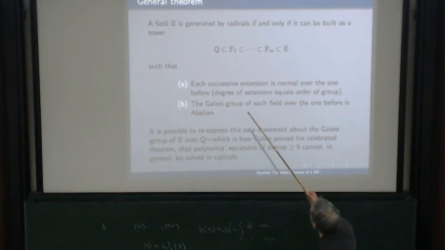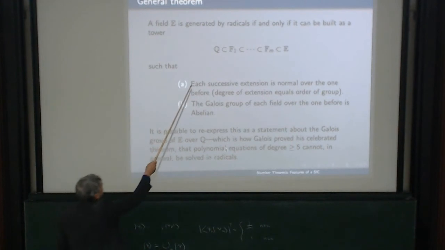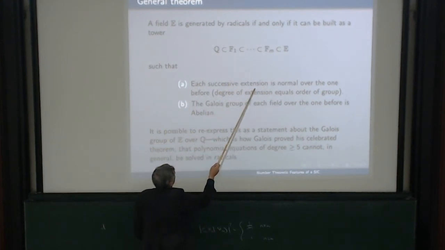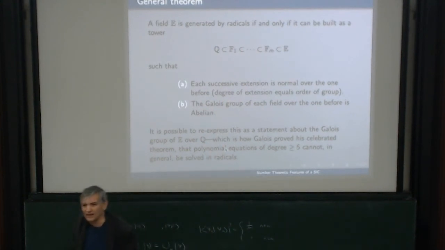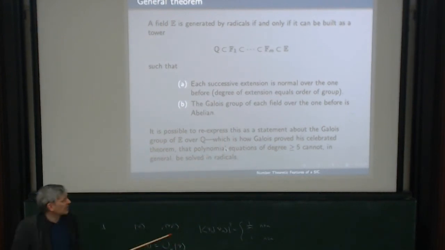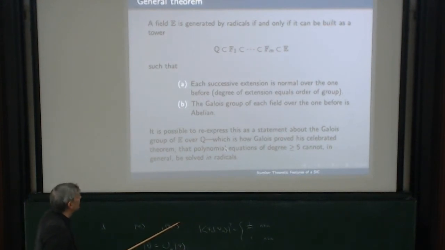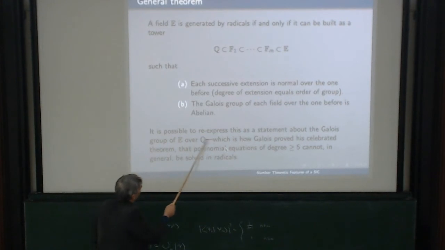So the theorem is that if you've got an arbitrary field E, it's generated by radicals if and only if it can be built as a tower like before, meaning the degree of each extension is the same as the order of the group, and the Galois group of each step is abelian, exactly what we saw in the previous example. That's both necessary and sufficient for being generated by radicals.